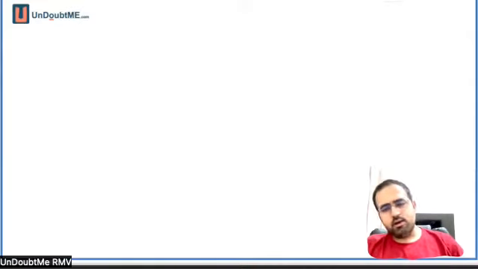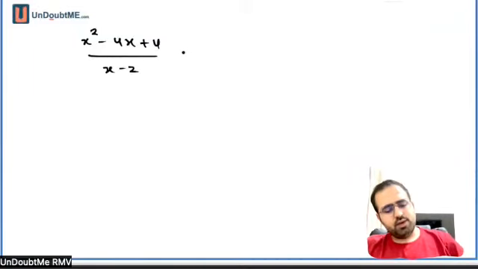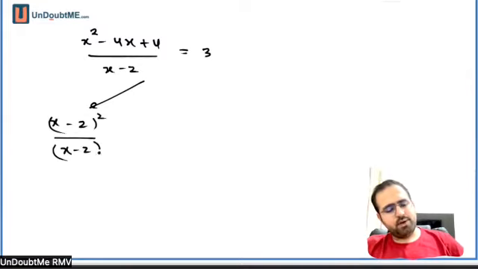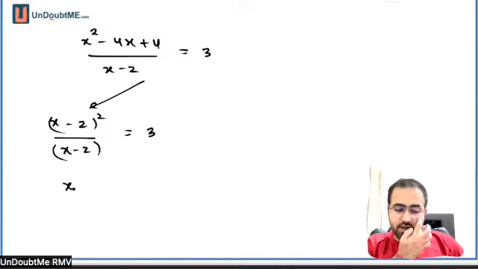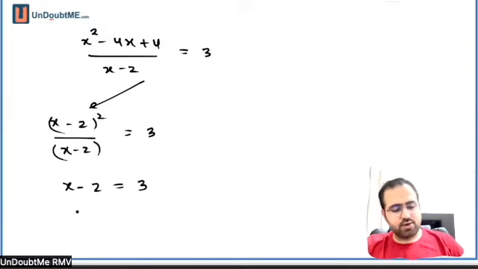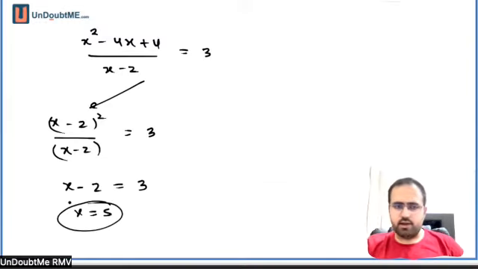What I'm trying to say is it was x square minus 4x plus 4 over x minus 2, and that was equal to 3. Step number 1 is that you simply write the numerator as x minus 2 whole square, divided by x minus 2, equal to 3. x minus 2 will be cancelled, and x minus 2 is equal to 3. That will give me x is equal to 5.